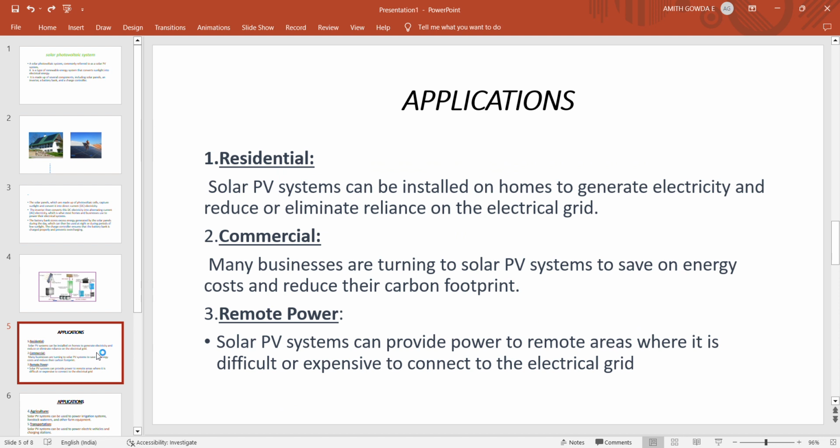Some of the applications of solar photovoltaic systems are, first, commercial purposes, where many businesses are turning to solar PV systems to save energy, reduce cost and also reduce their carbon footprint. They can also be installed in residential homes to generate electricity, so here also we can cut down the cost of using electricity, which costs more money. Then remote power: in remote areas, solar PV systems can be used to cut down the cost similarly.